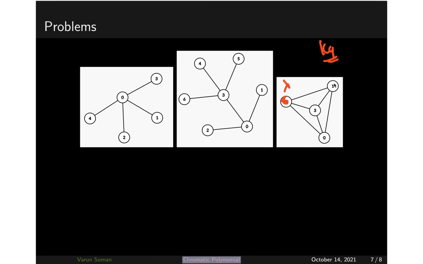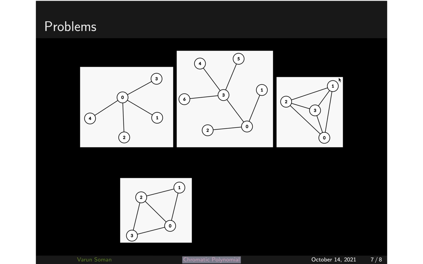Now I'll color this one. I could color this using lambda minus 1 colors now. Both of these colors could not be used to color this one because they are adjacent, so only lambda minus 2 options are available here. Similarly here also, since this is adjacent to everyone, lambda minus 3 options are available now. So it is lambda into lambda minus 1 into lambda minus 2 into lambda minus 3. Since this is a complete graph, you can use the property of complete graphs also. Okay, so that's clear. Now moving forward, let us look at this problem.